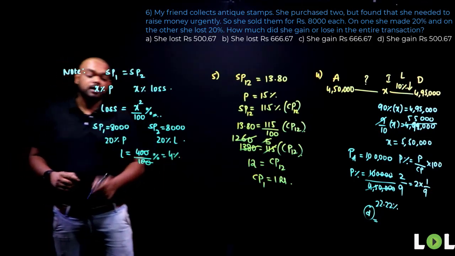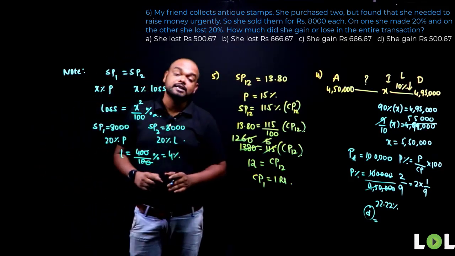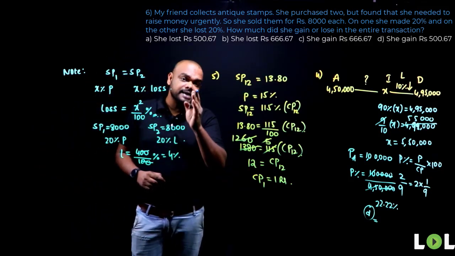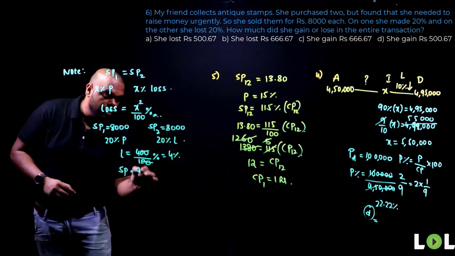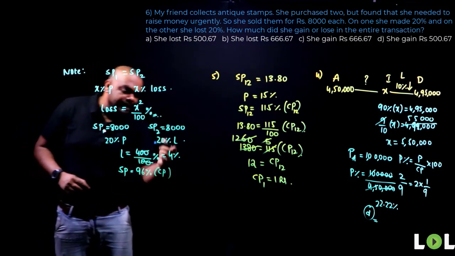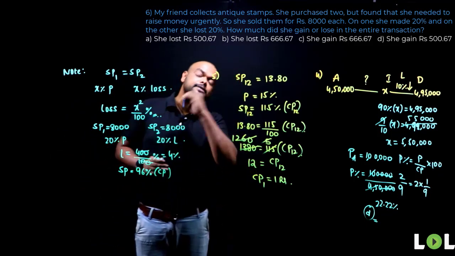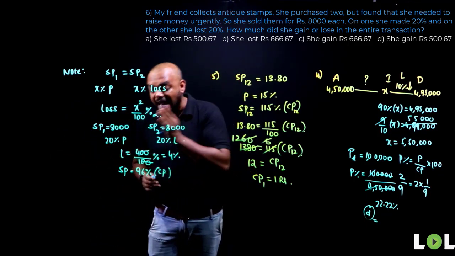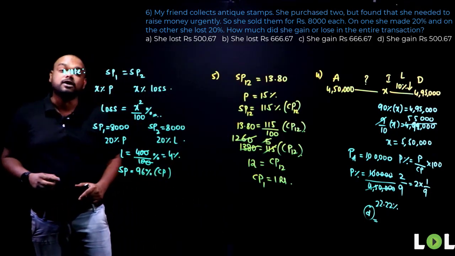Now recall, when the loss is 4%, what is the relationship between selling price and cost price? Selling price is 96% of cost price. SP is equal to 96% of cost price. Why? When we are making a loss of 4%, it means we are decreasing the cost price by 4% and then selling. So that is the reason selling price is 96% of cost price.